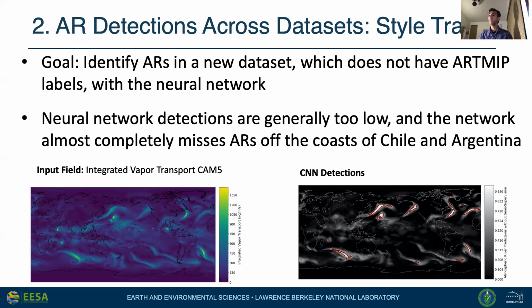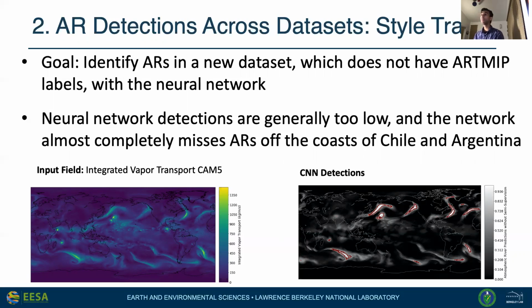For example, on the bottom left, we have the integrated vapor transport field from CAM5, which is a future climate model simulation. If we just use a neural network that's trained out of the box on the existing data set of ArtMIP labels on reanalysis data product, the neural network does not generalize well. The bottom right shows that the neural network detections are consistently too low, and it almost completely misses ARs off the coast of Chile and Argentina.